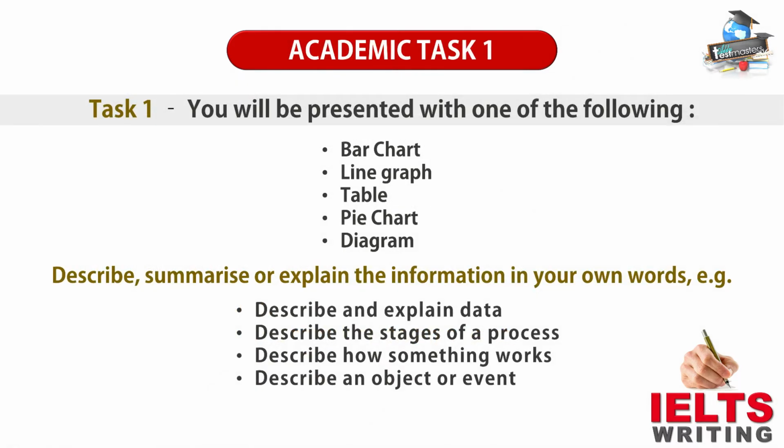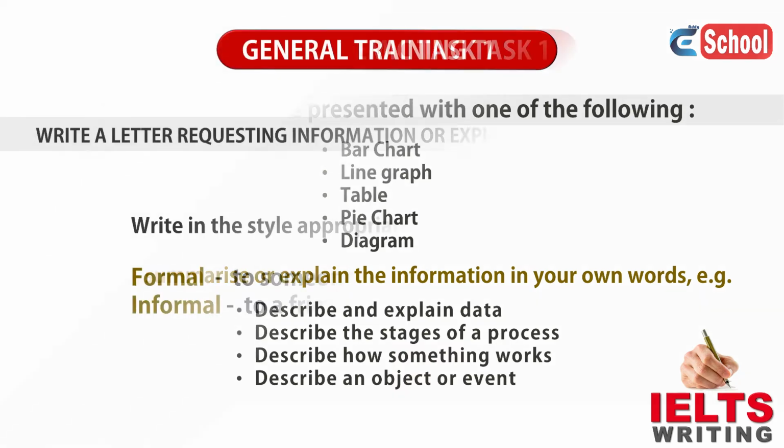In academic writing Task 1, you'll be presented with one of the following: a bar chart, a line graph, a table, a pie chart or a diagram. You're required to describe, summarise or explain the information in your own words. For example, you may be asked to describe and explain data, describe the stages of a process, describe how something works, or describe an object or event.